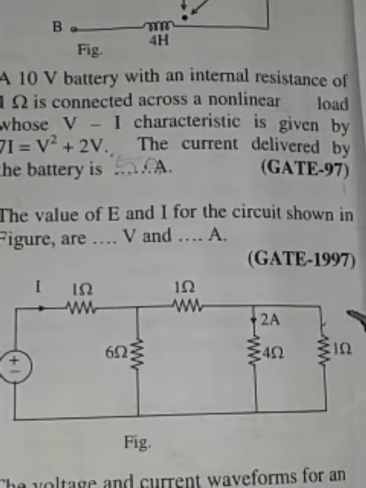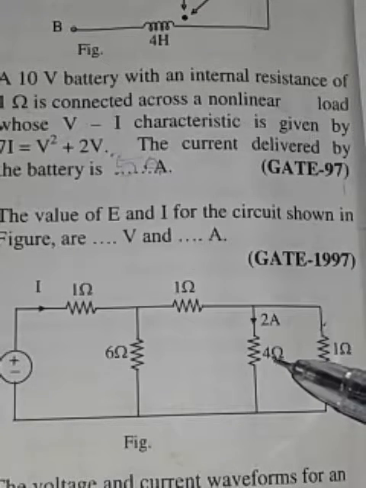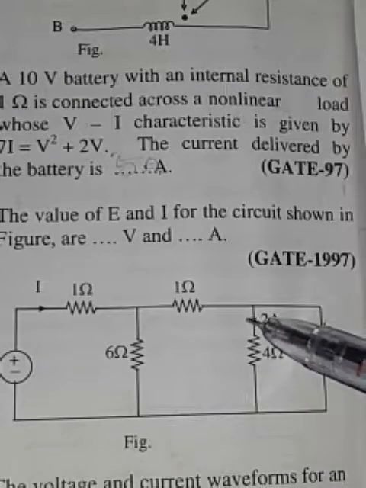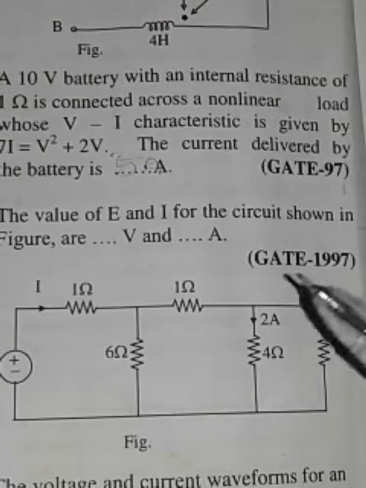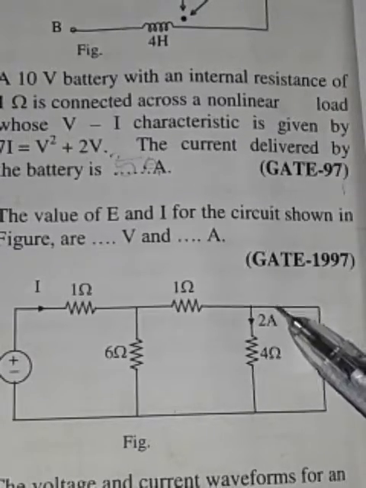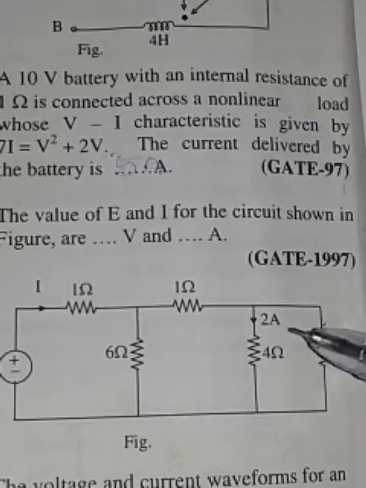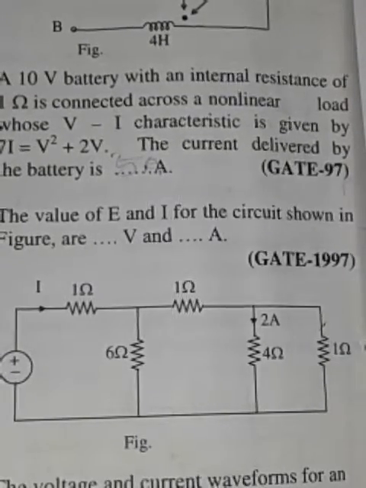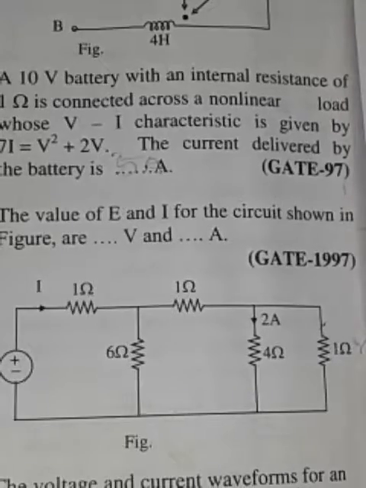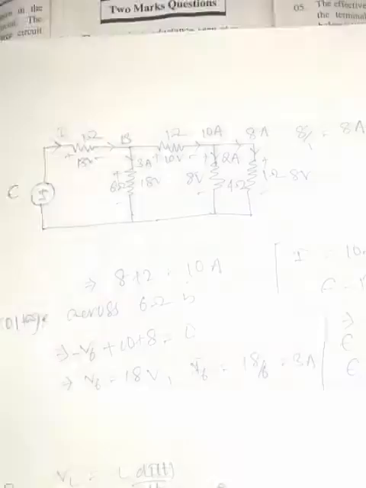Let's start from the right side. The 4 ohm and 1 ohm are connected in parallel, and through the 4 ohm, 2 ampere is flowing. There is no resistance across these two, so they have the same voltage. Here 4 into 2 is 8 volt, which means here also 8 volt, so the current flowing through will be 8 ampere. So let's start its solution.